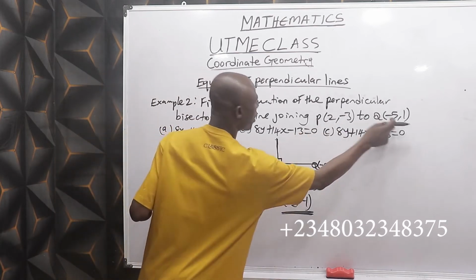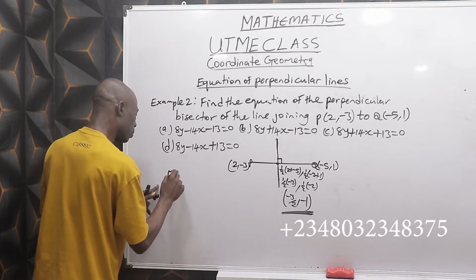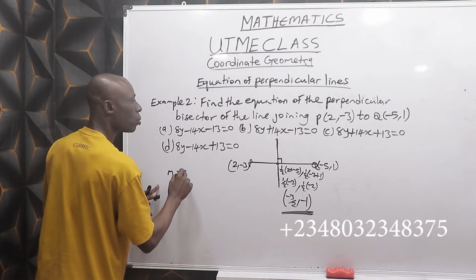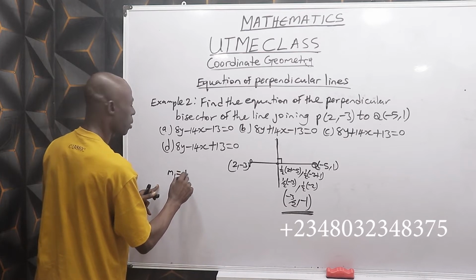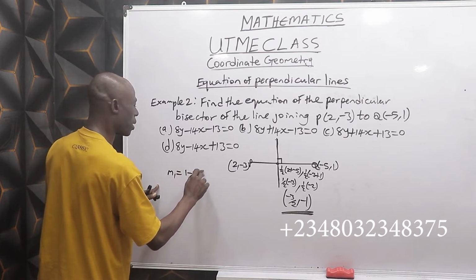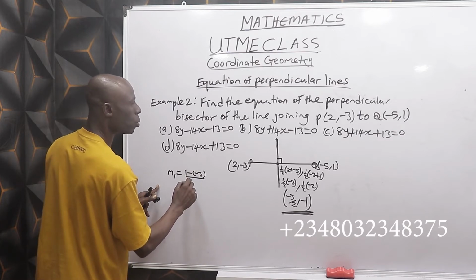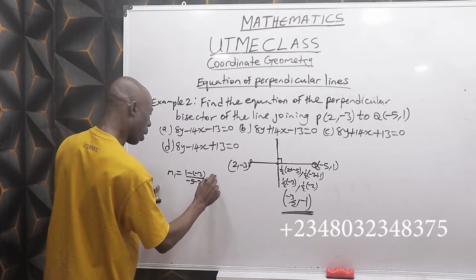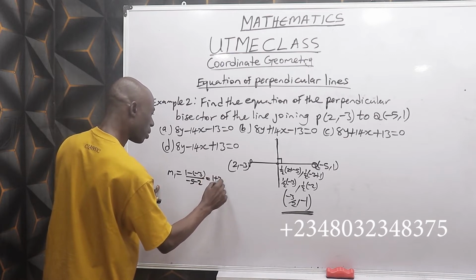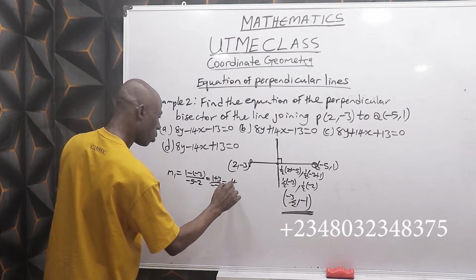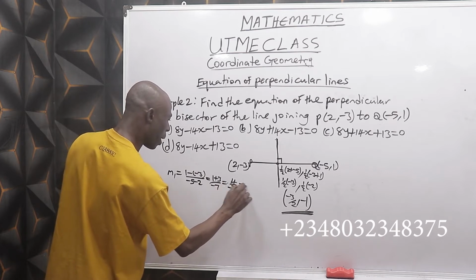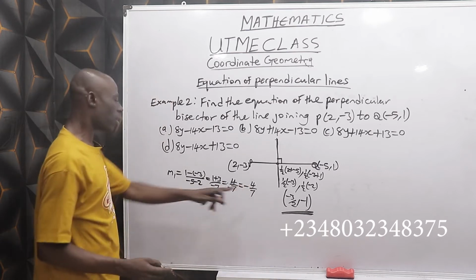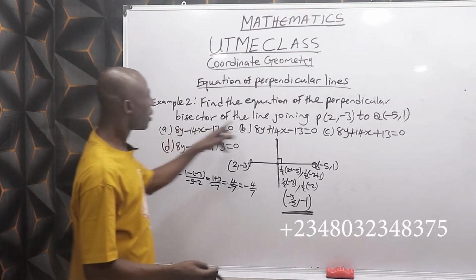The gradient of the line PQ will be M1, which is Y2, which is 1, minus Y1. Y1 is minus 3. All over X2, which is minus 5, minus X1. X1 is 2, which is 1 plus 3 over minus 7, which is 4 over minus 7. 4 over minus 7 is minus 4 over 7. Minus 4 over 7 is the gradient of this line PQ.